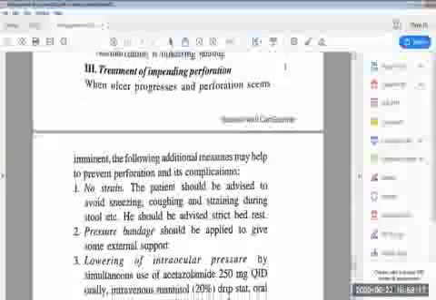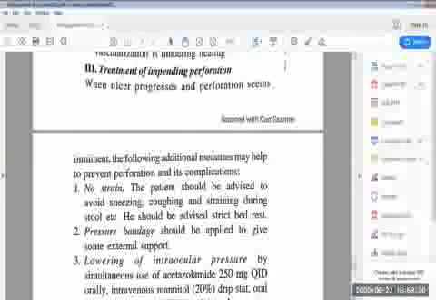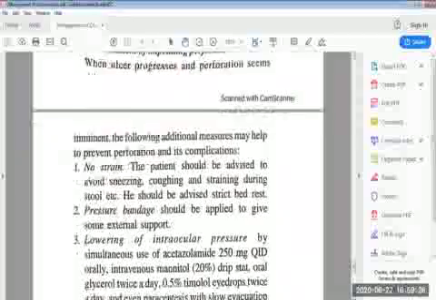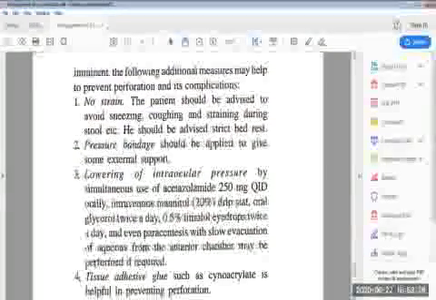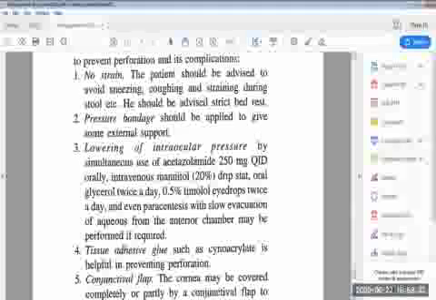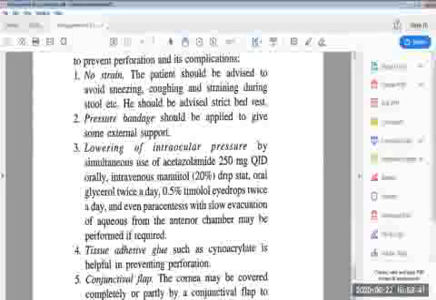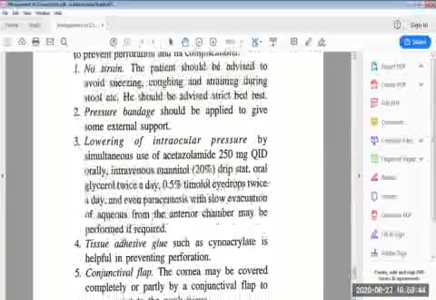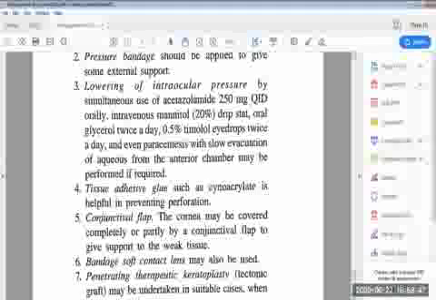Then next is the treatment of impending perforation. When ulcer progresses and perforation seems imminent, the following additional measures may help to prevent perforation and its complications. First is no strain. The patient should be advised to avoid sneezing, coughing, and straining during stool. He should be advised strict bed rest. Pressure bandage should be applied to give some external support. Lowering of intraocular pressure by simultaneous use of acetazolamide, intravenous mannitol, and oral glycerol, timolol eye drops, and even paracentesis with slow evacuation of aqueous from the anterior chamber may be performed.